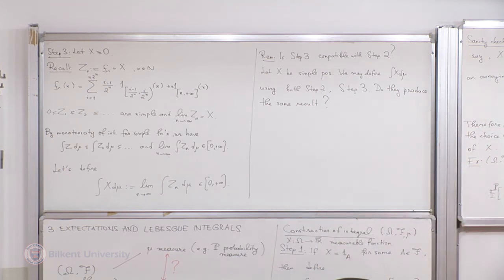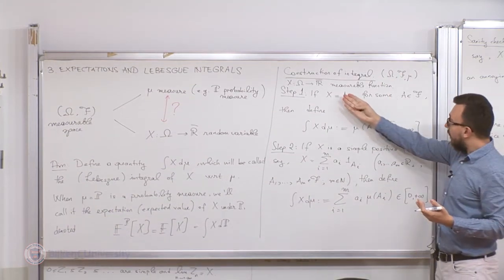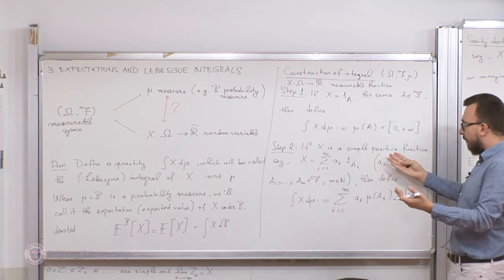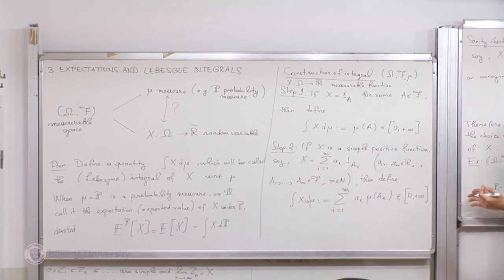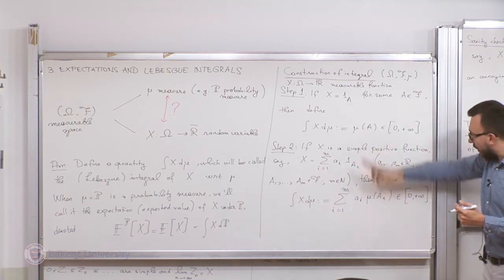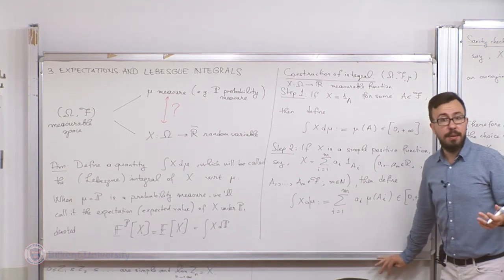Now let's check it. Okay? So when we pass to the next step, it should always extend the previous step. For instance, compare step 1 with step 2. Clearly, every Bernoulli random variable is also a simple function, right? You just have m equals 1 and ai equals 1. And if you apply this definition to the Bernoulli, you will just get mu of a. So step 2 and step 1, they're compatible. Step 2 extends step 1. That's okay. But does step 3 extend step 2?